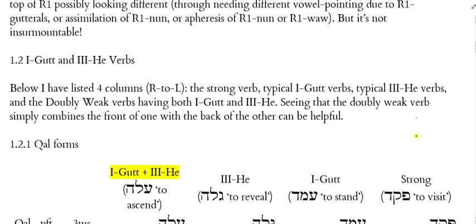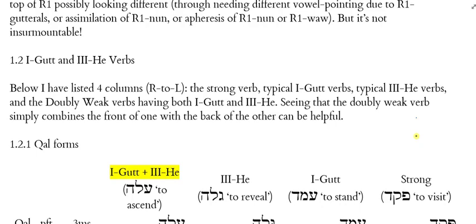So we want to start in the first part of our formation section with verbs that are doubly weak as far as 1 guttural front weakness as well as the 3 hey weakness on the back side. What I've done in your handout here is to list 4 columns, and these columns I'm going to read off from right to left. That's the direction we read in Hebrew, as you remember.